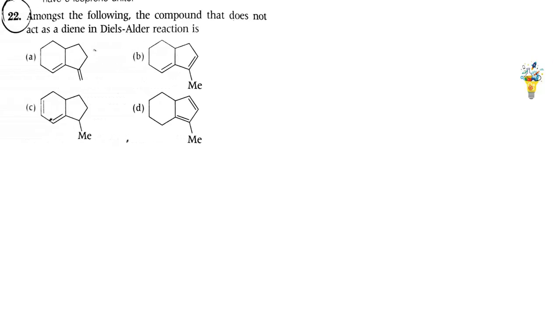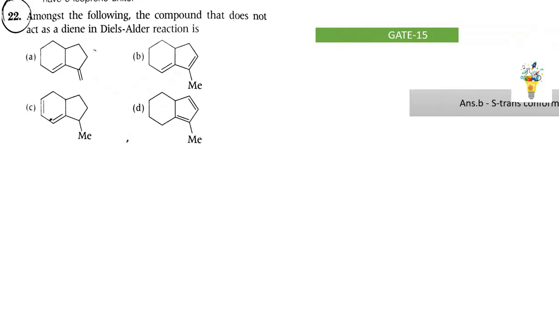So it is a question about dienes. Amongst the following, the compound that does not act as a diene in the Diels-Alder reaction. We know very well that the cis-side diene is involved in the Diels-Alder reaction. So this is a question from GATE 15. What's your answer? The answer is B.